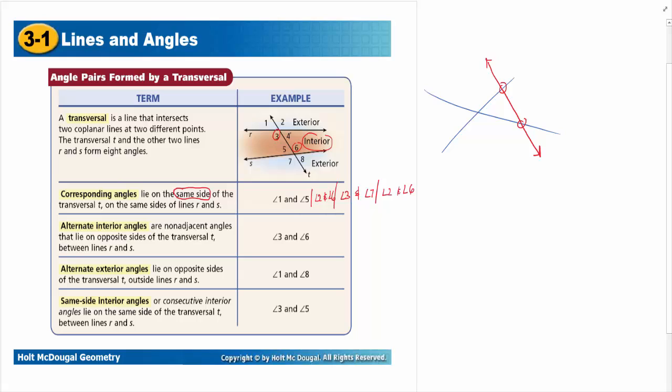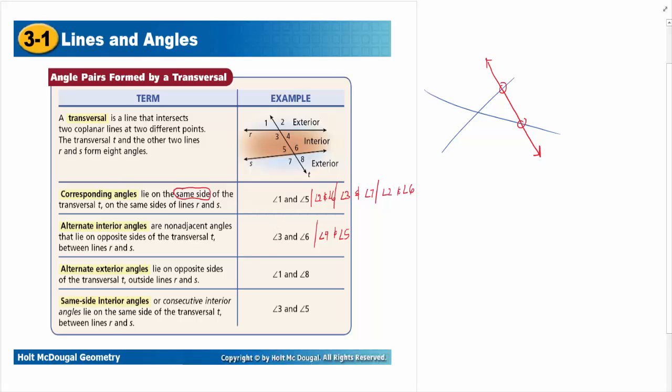Here we're looking at alternate interior, so I have angle 4. That would be an alternate interior to angle 5. So angle 4 and angle 5 would be another set, because they're on alternate sides of the transversal, but they're not next to each other. Again, if they were next to each other, they'd be a linear pair. So they're on the interior of your two coplanar lines, but they're on alternate sides of the transversal.